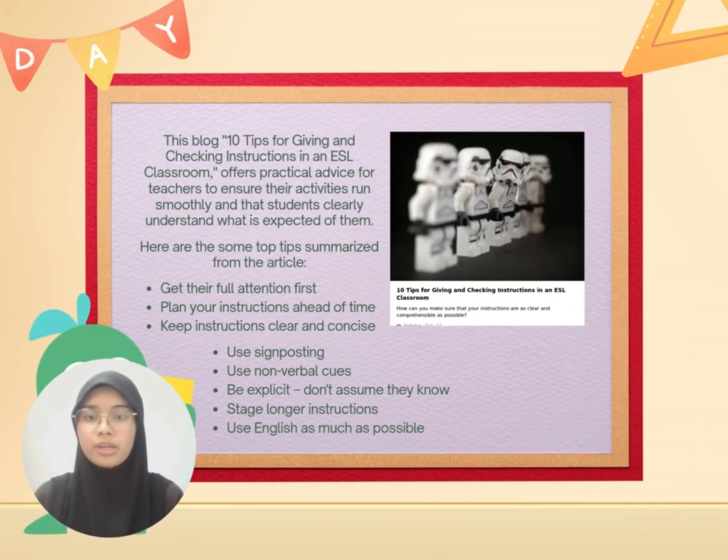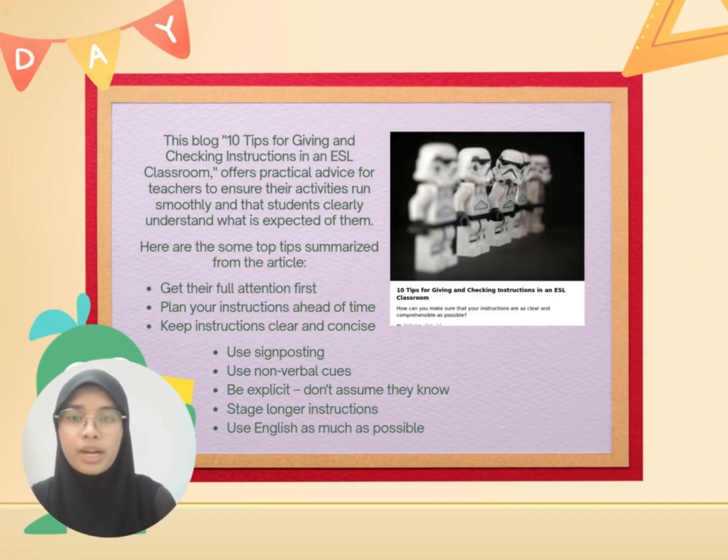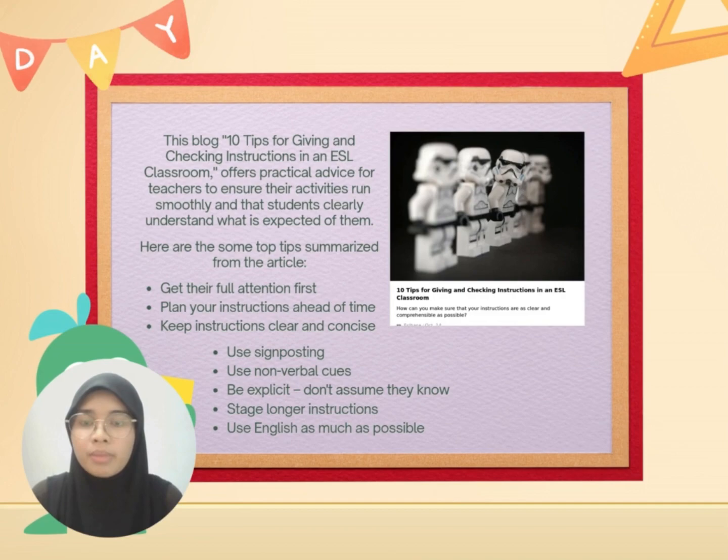My next sample for the giving instruction element is from a blog titled 10 Tips for Giving and Checking Instructions in an ESL Classroom, which offers practical advice for teachers to ensure the activity runs smoothly and that students clearly understand what is expected of them. So here are some of the top tips summarized from the blog. First, teachers must get their full attention before starting the class. And next, teachers must plan their instruction ahead of time so they can decide exactly how they want to deliver the instruction.